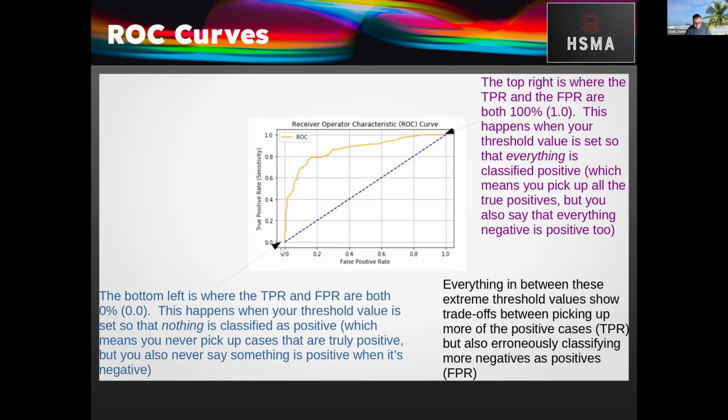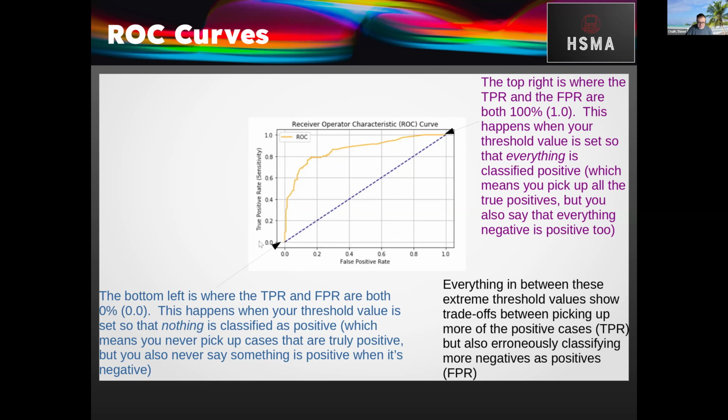So in the bottom left, that's where both the true positive rate and the false positive rate are both 0, okay? That happens when your threshold value is set. Remember this thing that defaults to 0.5 and it says if it's above, it's positive, if it's below, it's negative. This happens down here when your threshold value is set so that nothing is classified as positive. That means that you never pick up cases that are truly positive because you say everything is negative.